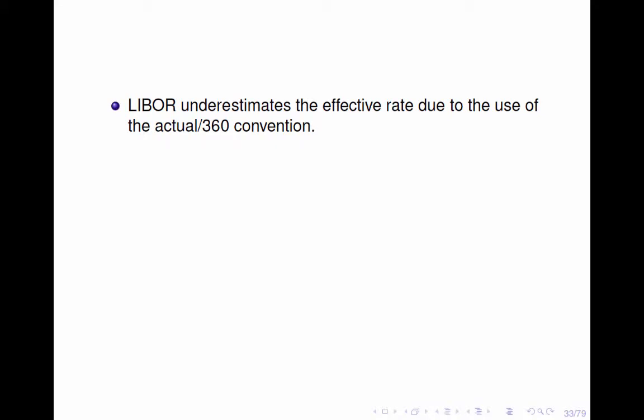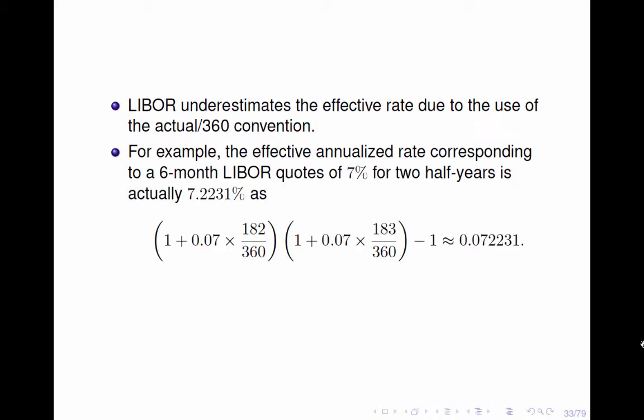LIBOR underestimates the effective rate due to the use of the actual over 360 convention. For example, if the 6 months LIBOR is quoted at 7%, its effective annualized rate can be calculated as follows, which gives 7.22%. Note that even if we use the actual convention, due to the semi-annual compounding, the effective annualized rate would still be higher than the quoted rate. However, the actual over 360 convention makes the effective rate even higher.